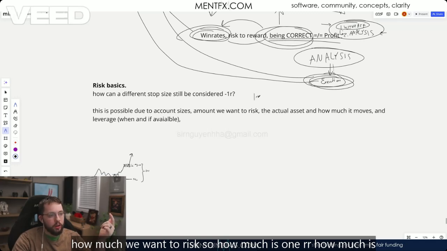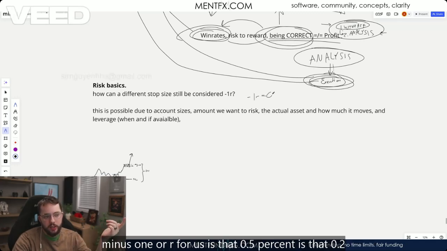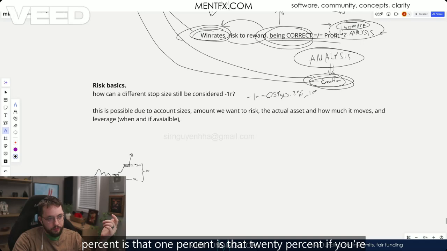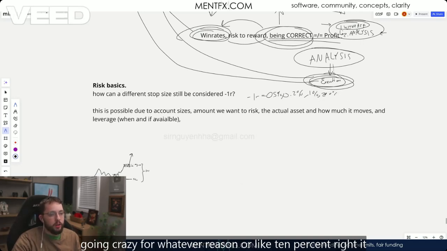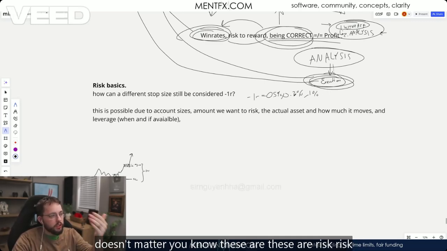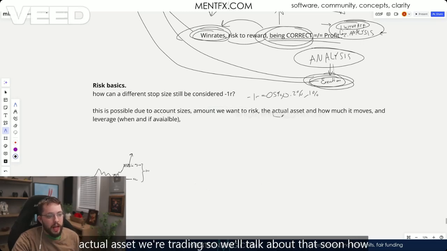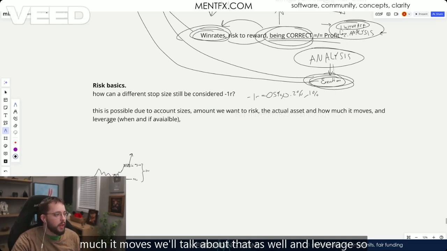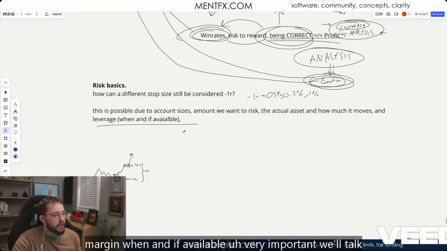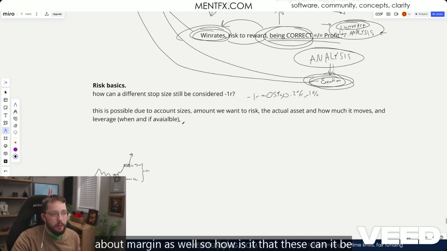So how much is 1 RR? How much is -1 RR for us? Is that 0.5%? Is that 0.2%? Is that 1%? Is that 20% if you're going crazy for whatever reason, or 10%? It doesn't matter. These are risk numbers. It's the amount we want to risk. It's about the actual asset we're trading, so we'll talk about that soon. How much it moves, we'll talk about that as well. And leverage, so margin, when and if available. Very important. We'll talk about margin as well.